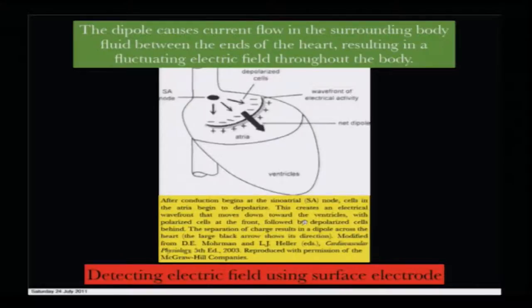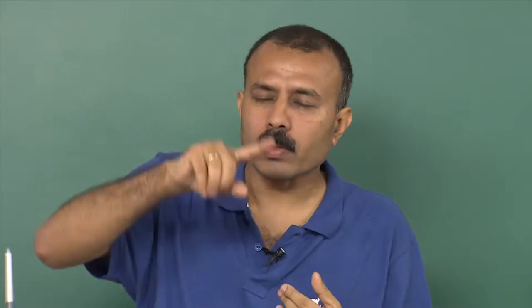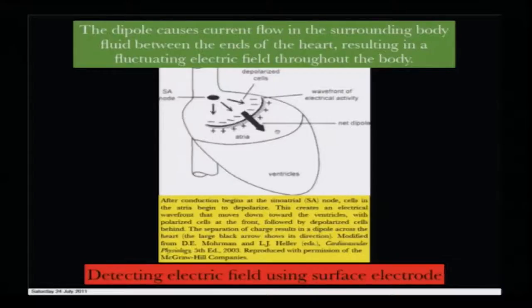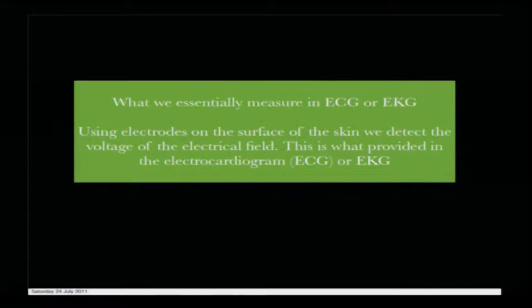Detection of this change in electric field using a surface electrode is essentially what you do in the ECG recording. And the vectorial component of these different dipoles, using a simple mathematical transformation, gives you the ECG waves, where we are talking about P waves, QT interval, QRS complex and all those things that we will be dealing with now. As you know geometrically what is happening, at different stages we are getting a different vectorial summation, which will be coming next. What we essentially measure in ECG or EKG is, using electrodes on the surface of the skin, we detect the voltage of the electric field. Remember this. This is what provides the electrocardiogram, or ECG or EKG.